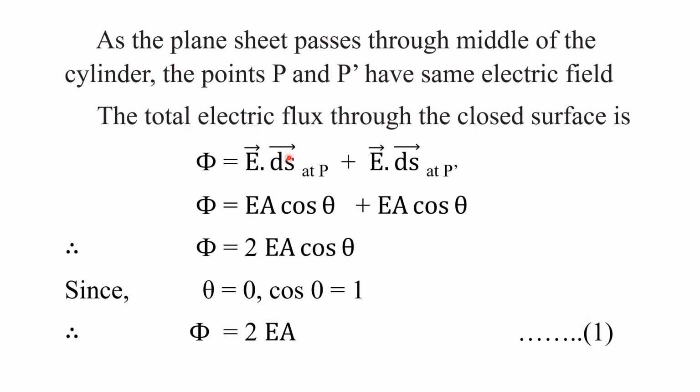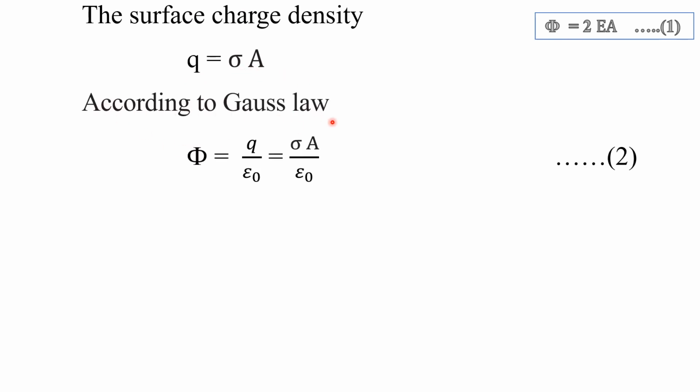Look here, in this case the area is constant, so we can write capital A instead of ds. Here the area ds does not change, so you can treat it as capital A. If it changed, we would have used integration. Now, for equation number 1, the surface charge density is given, and in terms of charge we can write q is equal to sigma A. According to Gauss law, phi is equal to q upon epsilon 0. Here q is equal to sigma A, so phi is sigma A upon epsilon 0.